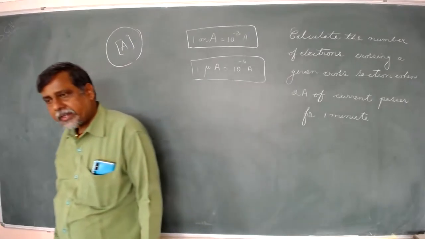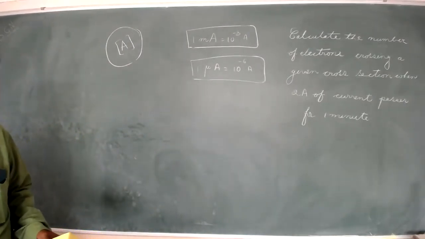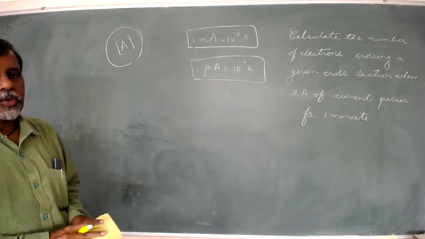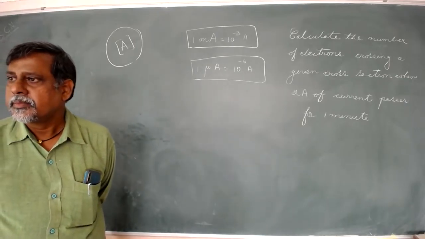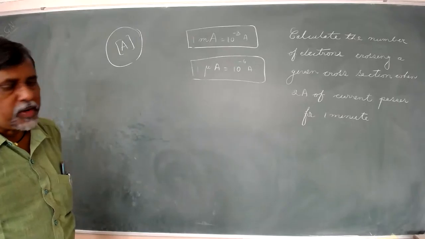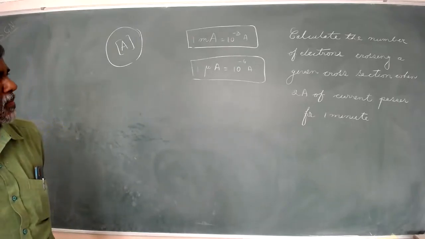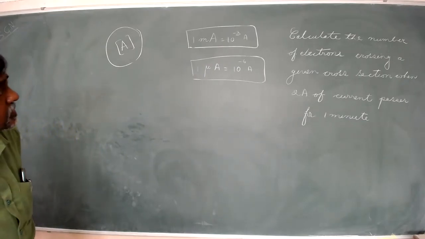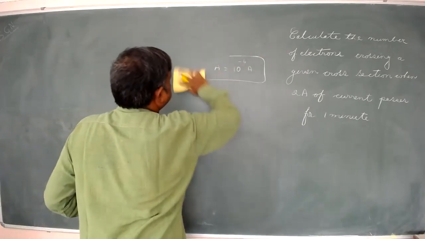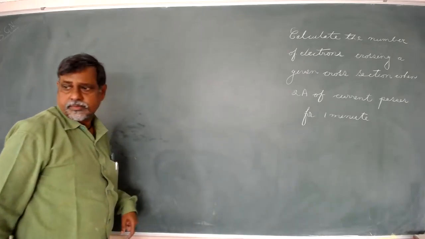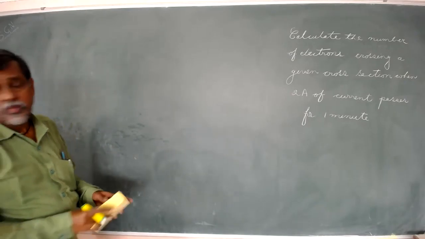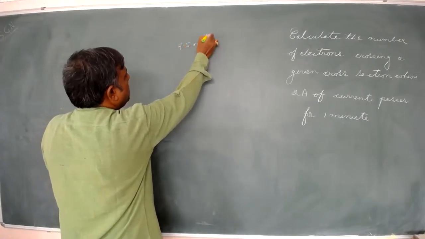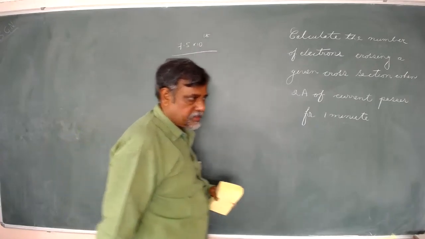So there is a conductor. In the conductor, I have taken a cross section. Through the cross section, 2 amperes of current is flowing. The current passes through the cross section for 1 minute of time. How many electrons are crossing? How many electrons are passing? Yes, 7.5 × 10²⁰ electrons are passing.